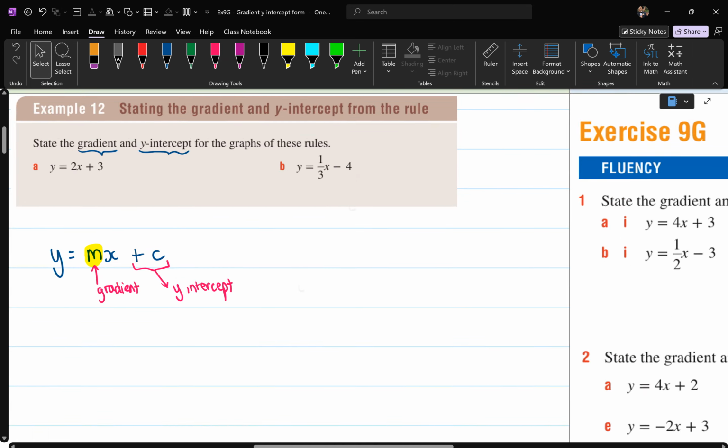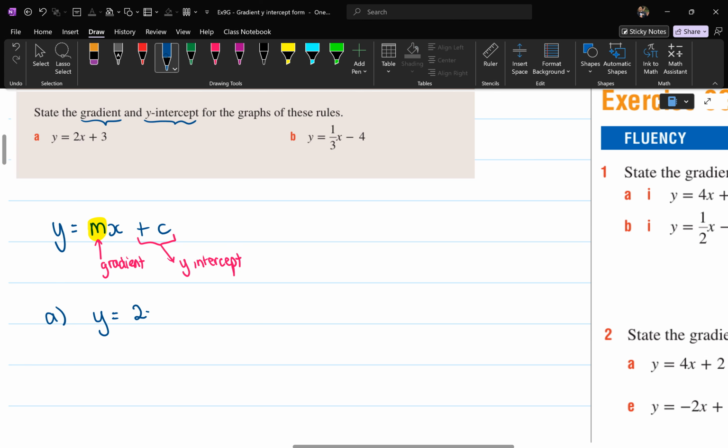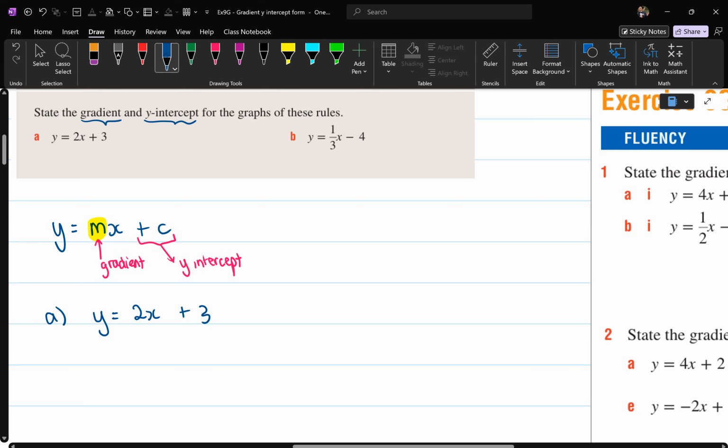So let's have a look at the example that you got here. A, you've got y equals 2x plus 3. So what's the number in front of x right now? Hopefully you can see it is 2. So you would say gradient m is equal to 2. So that's the gradient. Y-intercept, well, it's a positive 3 there. That's the leftover number. So c is equal to 3, and that means that's your y-intercept.